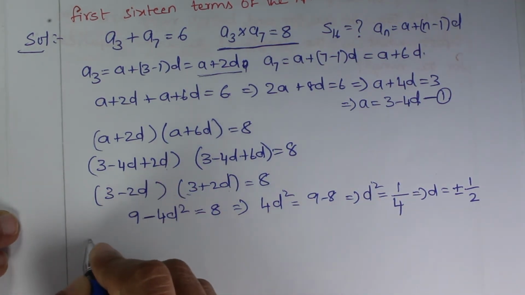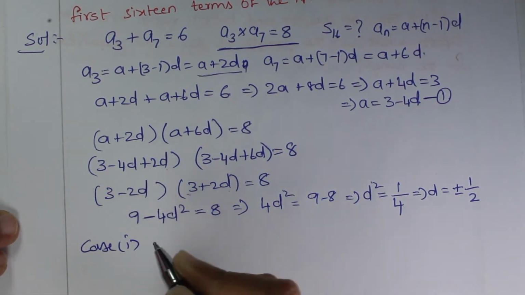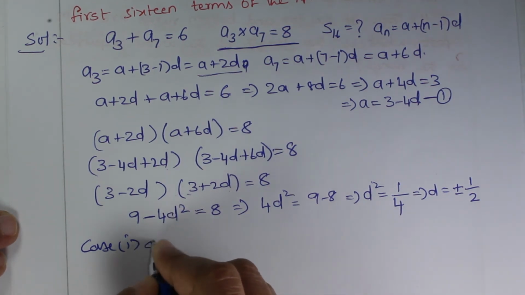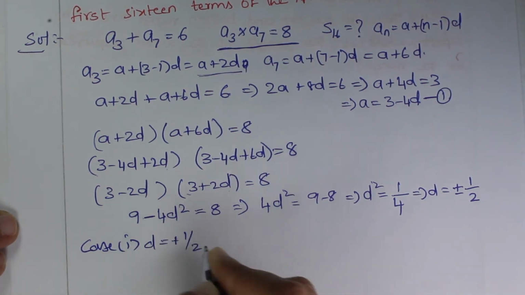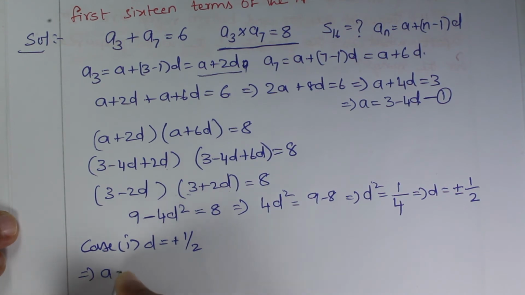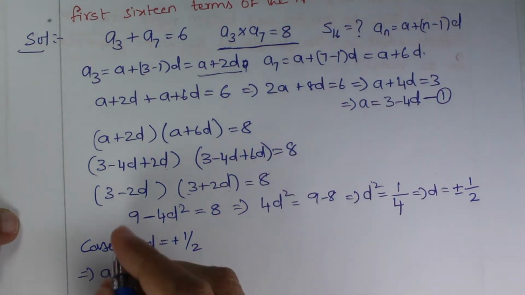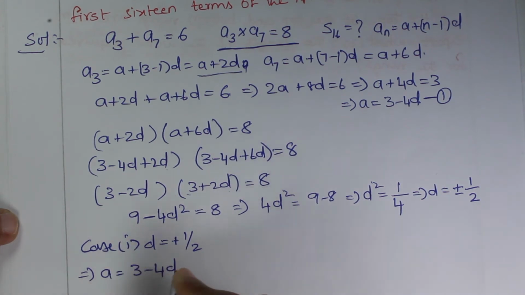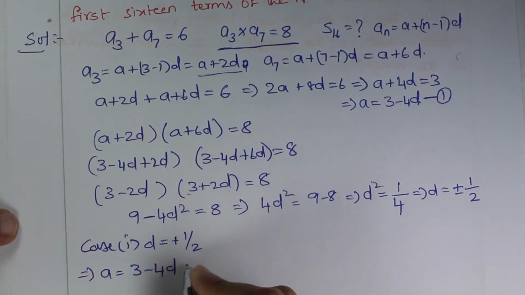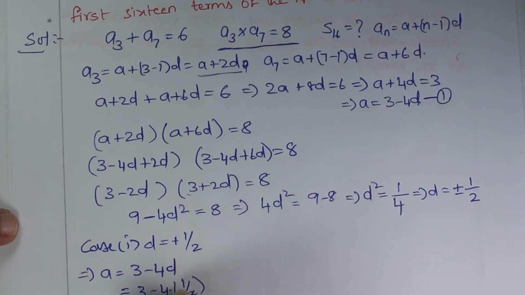Now let us consider case 1, where d is equal to plus 1 by 2. So that implies a is equal to 3 minus 4d. That is equal to 3 minus 4 into 1 by 2. 2 ones are 2, 2 twos are 4. 3 minus 2 is 1. So I got the a value as 1.